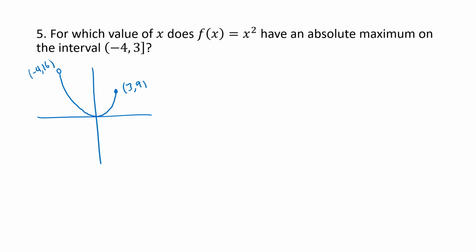The absolute maximum for this function doesn't exist. It's certainly not here at 3 comma 9 because there are higher y values over here close to the point negative 4 comma 16. But the maximum doesn't occur at negative 4 because the function on this interval doesn't ever actually get to that point, negative 4 comma 16. So in this case, the function does not have an absolute maximum. It's getting bigger and bigger as I get closer to that point, but I never actually hit that point, which means I never actually get to a maximum value. So this has no absolute maximum value on this interval.